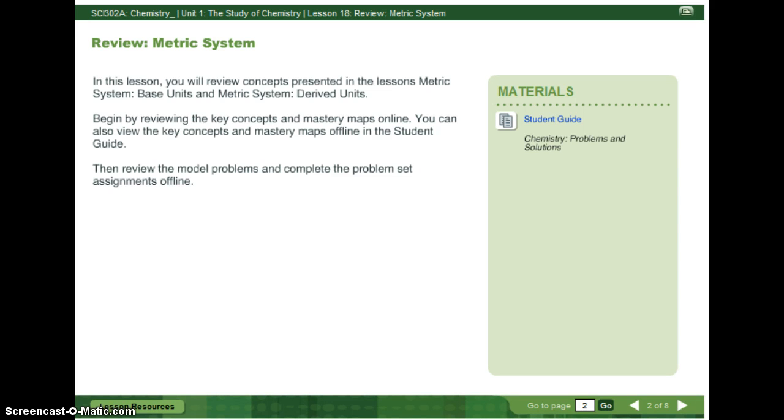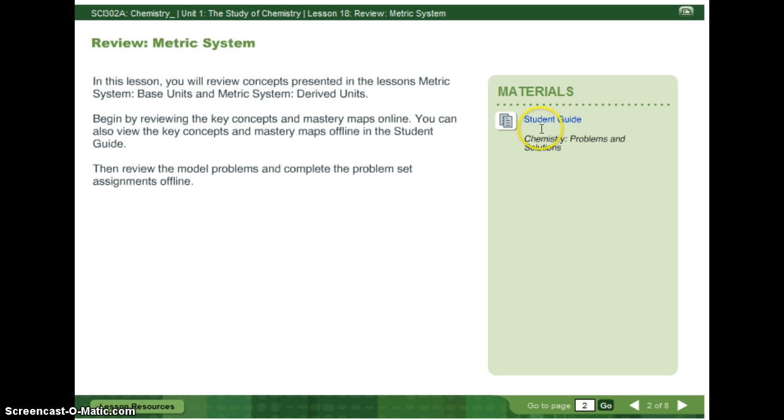In this lesson, you will review concepts presented in the lessons Metric System, Base Units, and Metric System, Derived Units. Begin by reviewing the key concepts and mastery maps online. You can also view the key concepts and mastery maps offline in the student guide. Then review the model problems and complete the problem set offline.